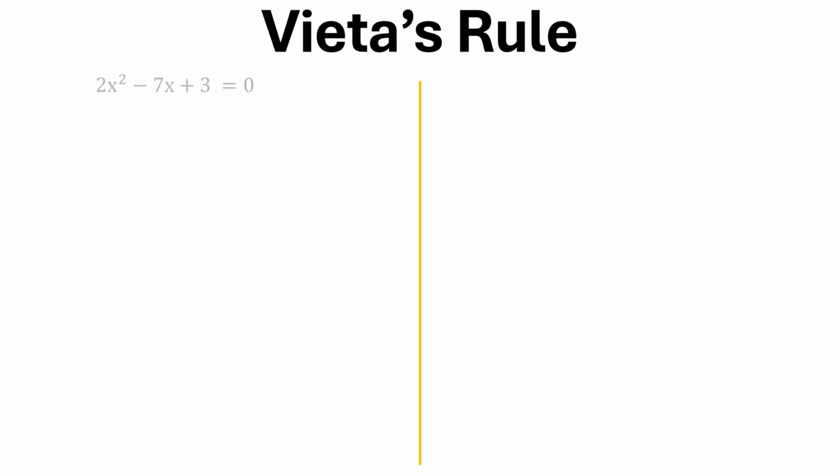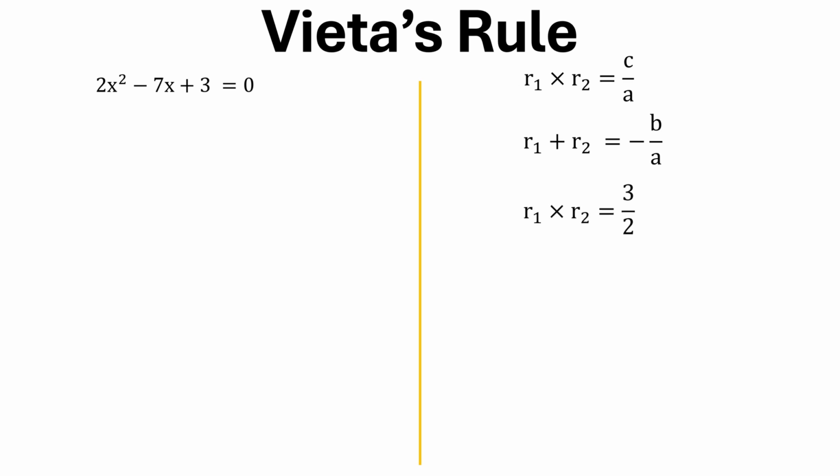Vieta's rule. Let us use the example 2x squared minus 7x plus 3 equals 0. Vieta's rule says that the product of the roots is c over a, and the sum of the roots is minus b over a. In this case, the product of the roots is 3 over 2, and the sum of the roots is 7 over 2. By guessing and checking, we get one root as 3 and the other as 1 over 2. This is very similar to factoring, except we are guessing and checking directly for the roots. So we have x equals 3 or x equals 1 over 2 as our solutions.